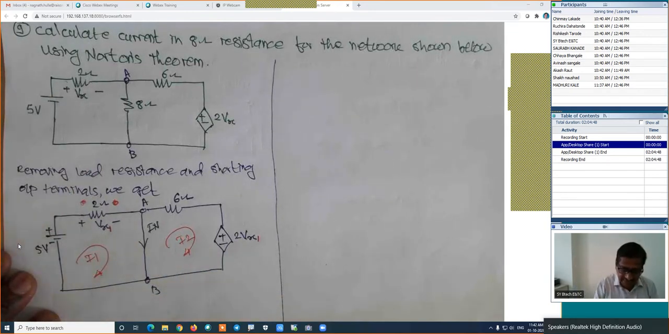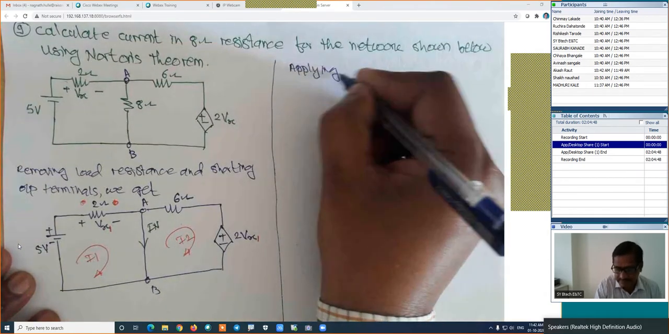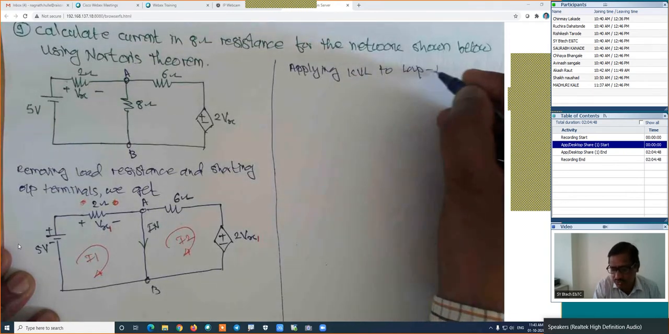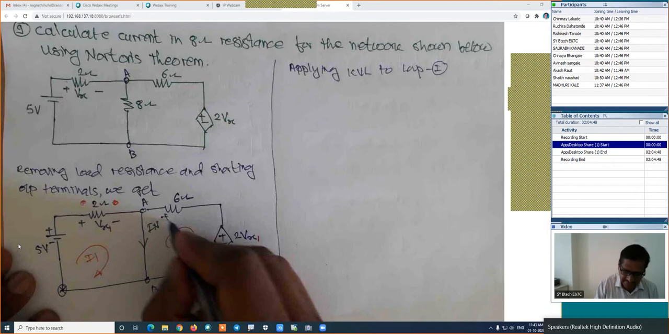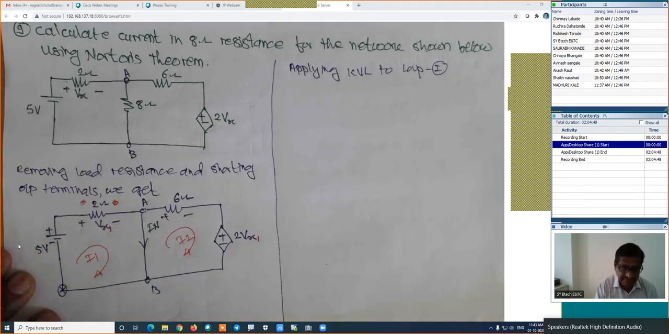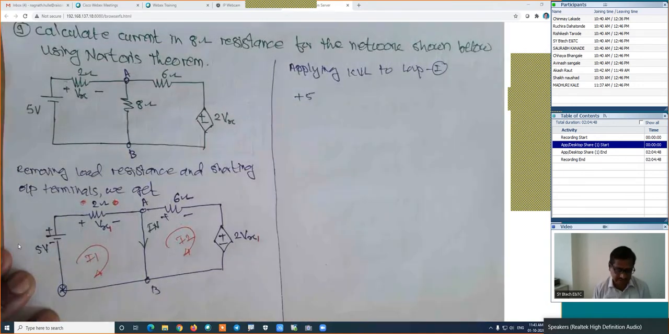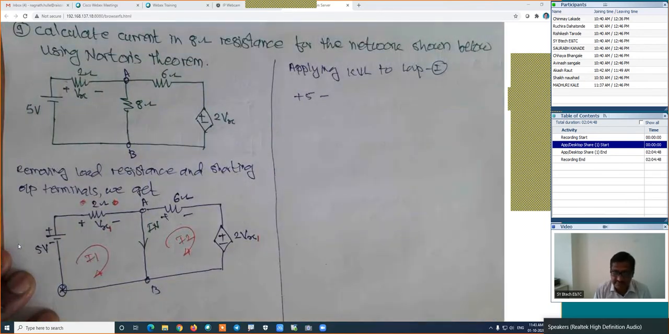Now if we are applying the KVL to the loop 1, I will write the same. Applying KVL to loop 1. If we are applying the KVL to the loop 1, how is the equation? If we are traveling from this point in the clockwise direction, I mark the polarities first. Now here in this case, if we are traveling in the clockwise direction, negative to positive, it is a plus. How much is the voltage? Plus 5. Then positive to negative, it is a minus. You can express in terms of Vx, or you can express in terms of this value.